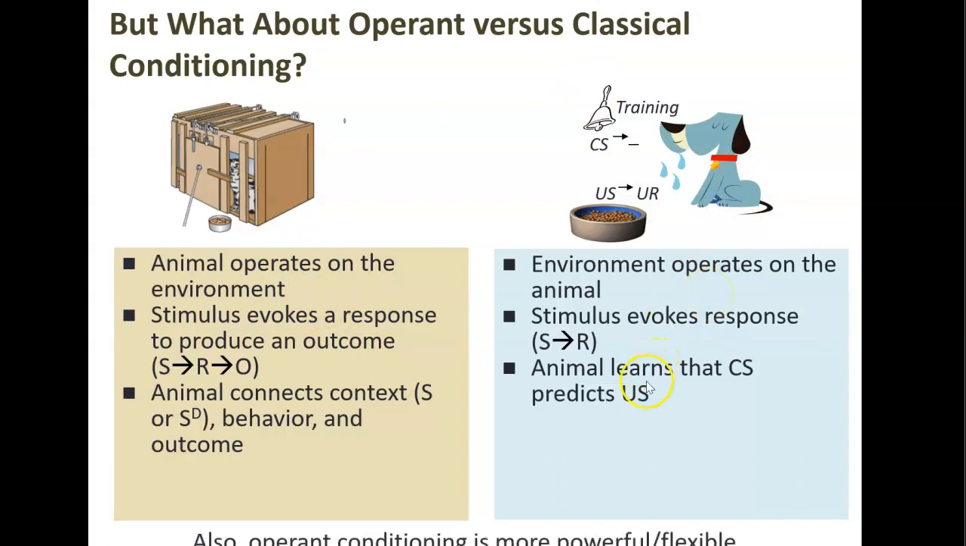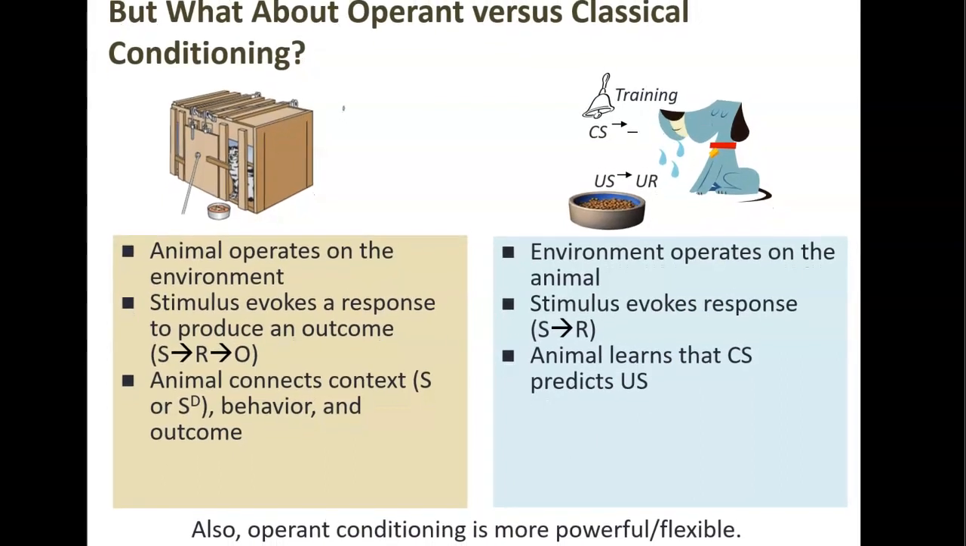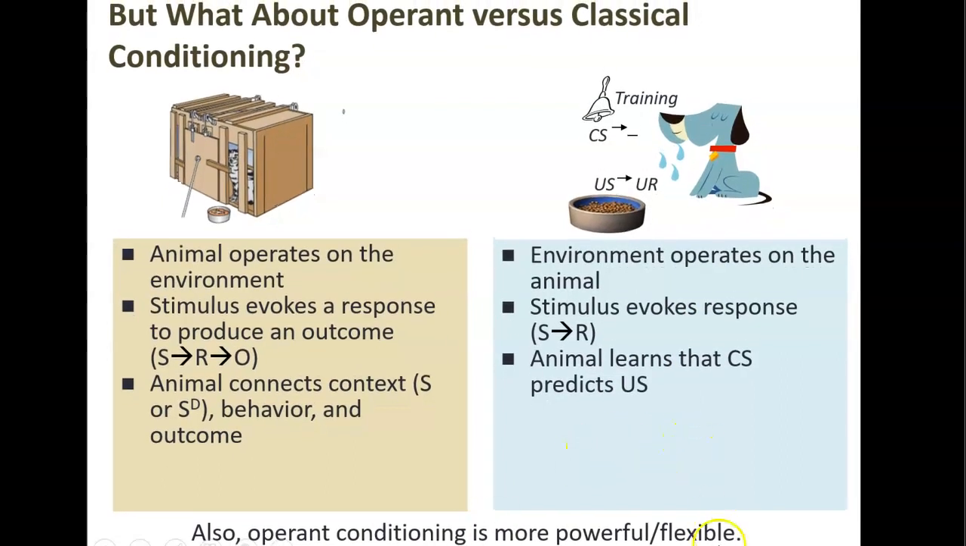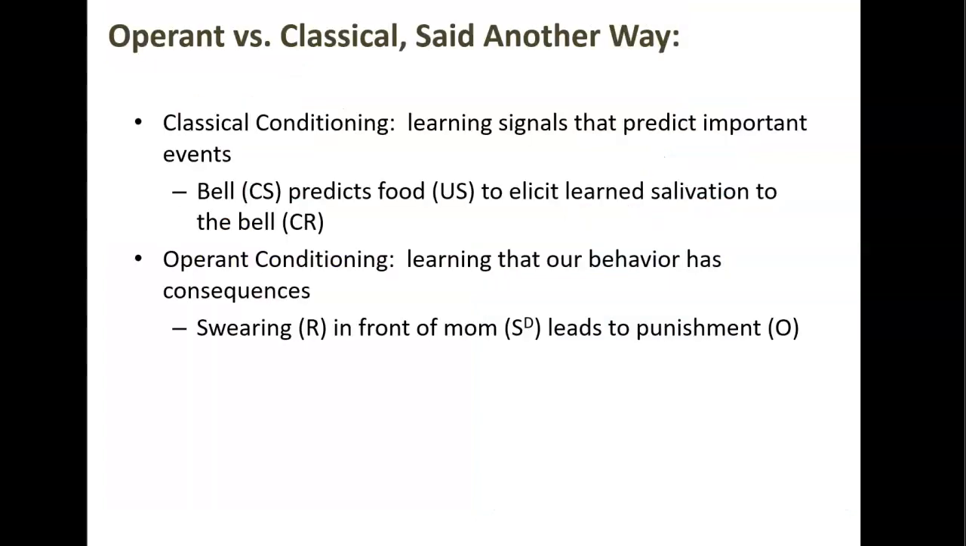And then the other point that your book makes is this idea that operant conditioning is more powerful or flexible, meaning we can learn to do many different behaviors by shaping and chaining, which we'll talk about in a second. See, in classical conditioning, you're just salivating, right? Or blinking, or doing a reflex in a new situation. It's not very powerful or flexible.